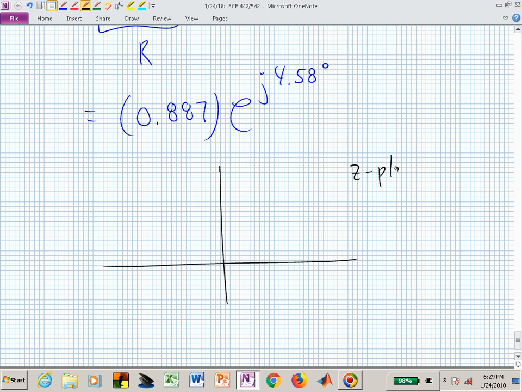In the z-plane then, we are not quite all the way out to 1. We're at 89% of the way to 1, and we're up. The angle is measured with the positive horizontal axis at an angle of 4.58 degrees. We're now at this point, let's say right here. That's probably not very accurately drawn, but I'm overemphasizing.